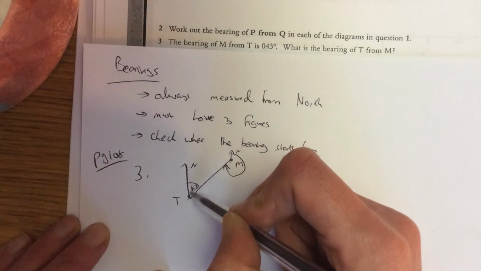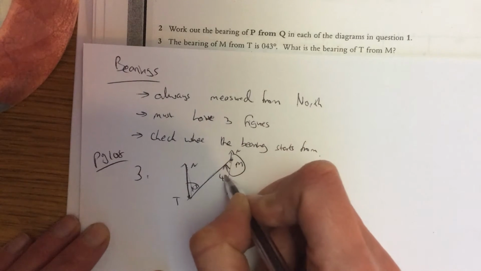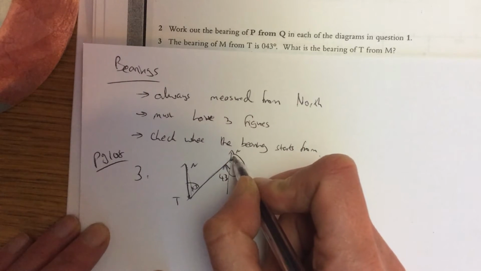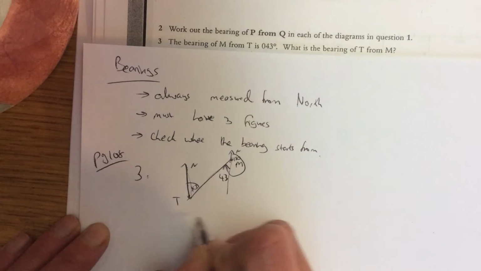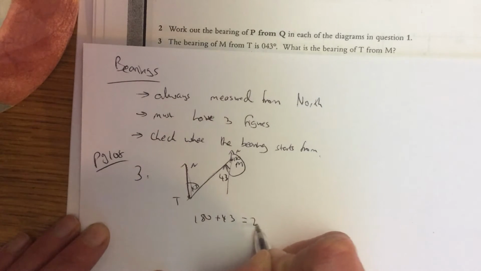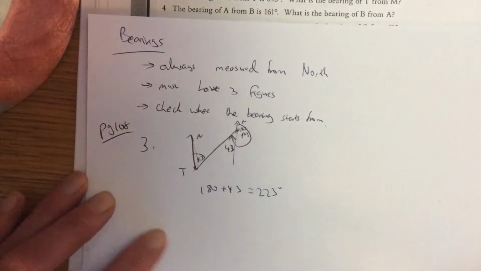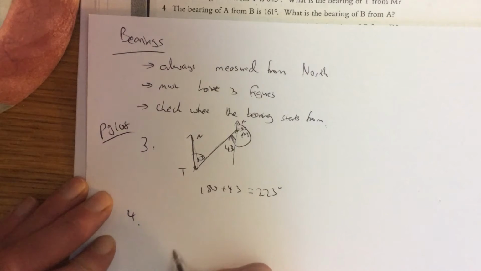Now if you can see the wee Z angle in there, this is 43 and this side is 180. So your answer is 180 add 43, which is 223 degrees. So they are quite tricky, but we're going to see it again in number 4, exact same question.